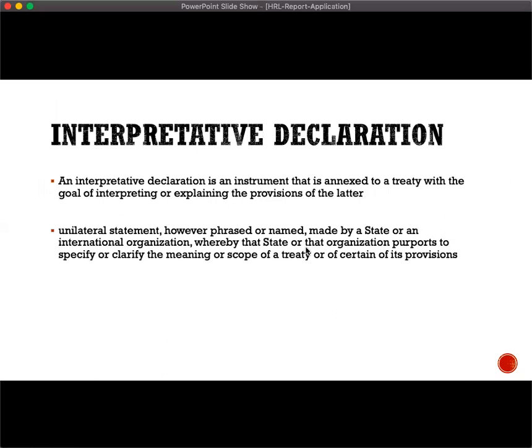So an interpretative declaration is an instrument that is annexed to a treaty with the goal of interpreting or explaining the provisions of the latter. So unilateral statements, however phrased or named, made by a state or an international organization, whereby the state or the organization purports to specify or clarify the meaning or scope of a treaty or of certain of its provisions.